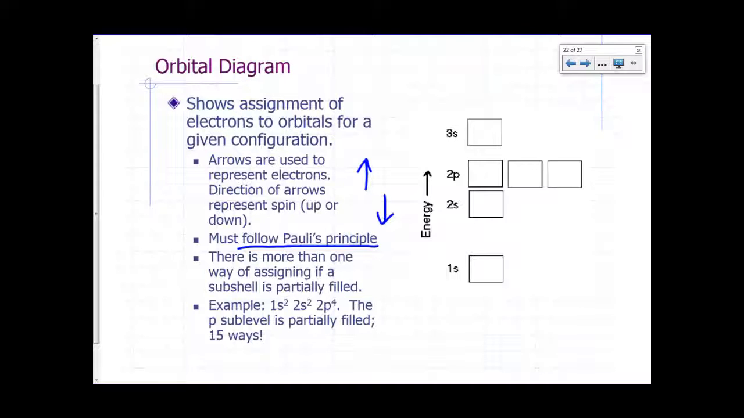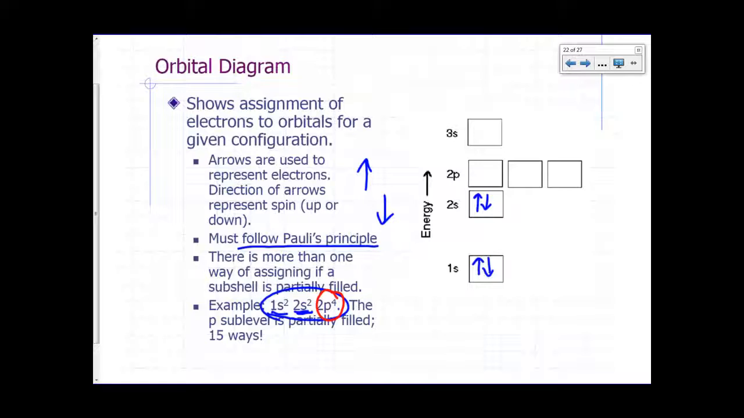Let's look at the electron configuration 1s2, 2s2, 2p4. What would be an orbital diagram you can draw for that? So 1s2 means you have 2 electrons in the 1s orbital, so I have one spin up, the other one has to be spin down. 2s2, 2 electrons in the 2s orbital, so that's one electron spin up, the other electron spin down. And then 2p4, that means 4 electrons in a 2p subshell.